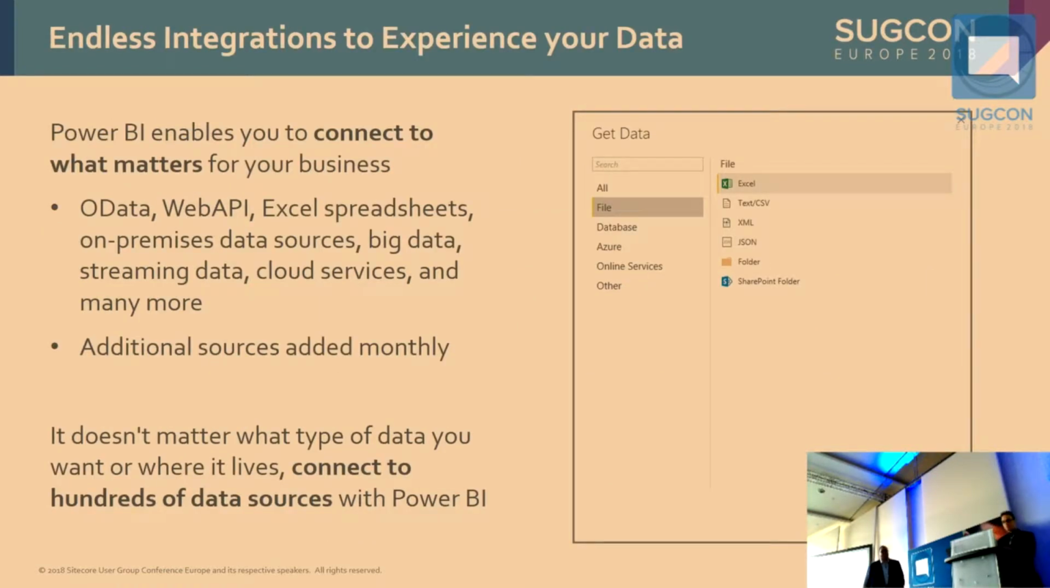And we talked about it, your business intelligence is only as good as your data, and you really have endless integrations. So things like OData or Web API. You can see the image on the screen here shows just some of the sources that are available, and these are file sources. There's database, Azure, and so forth. They add them all the time. There's hundreds available right now.